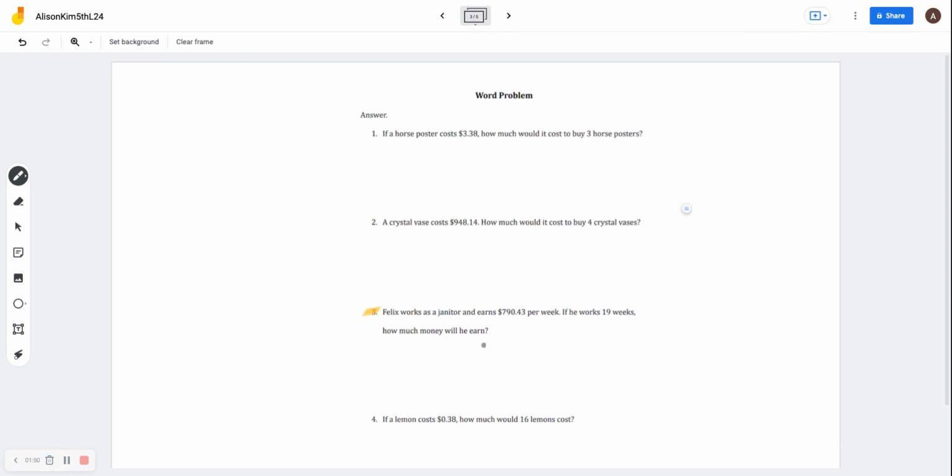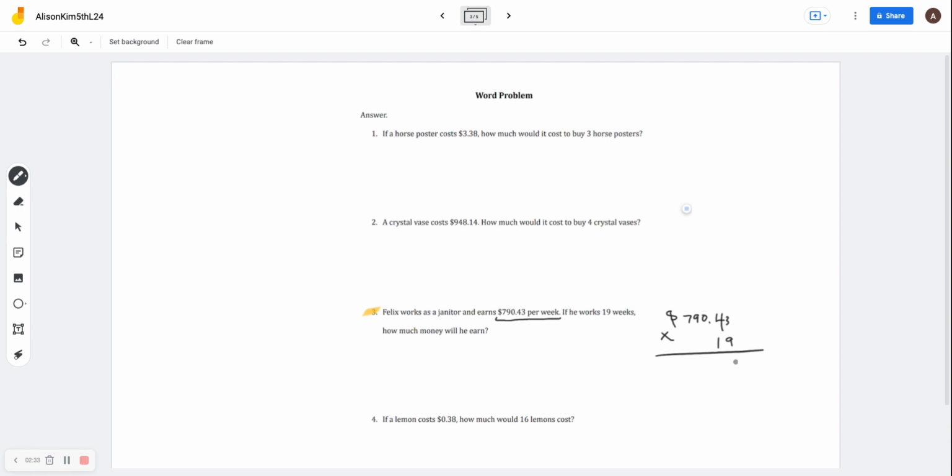Number 3 gives us Felix works as a janitor and earns $790.43 per week. If he works 19 weeks, how much money will he earn? So we know that he makes $790.43 per week, right? So that's for 1 week, but we want to know how much he earns for 19 weeks. So we're going to be multiplying $790.43 by 19. Don't forget our little dollar sign.